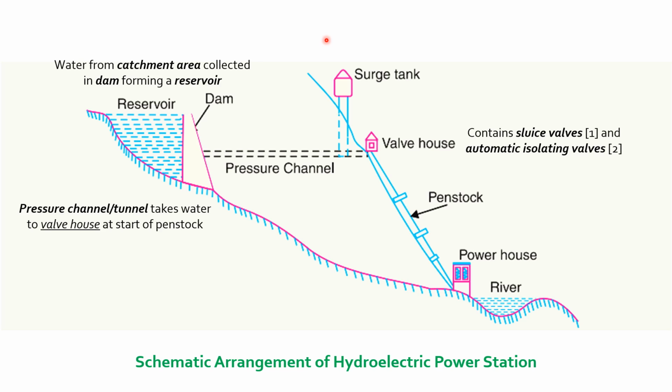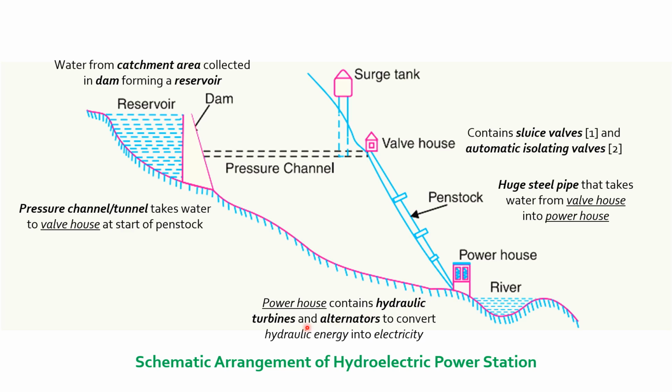So after this, if you look at the diagram, we have a huge steel pipe. We are assuming that in this case the head is higher than 30 meters. So there is a huge steel pipe that takes water from the valve house into the powerhouse. It is also called the penstock. This is the huge steel pipe which is taking the water from the valve house into the powerhouse.